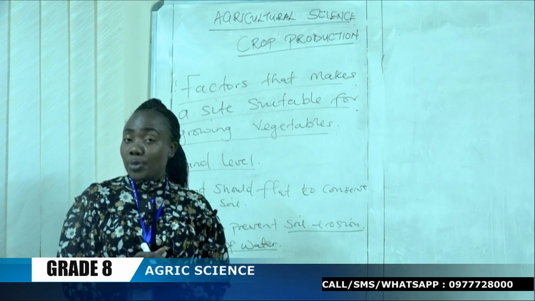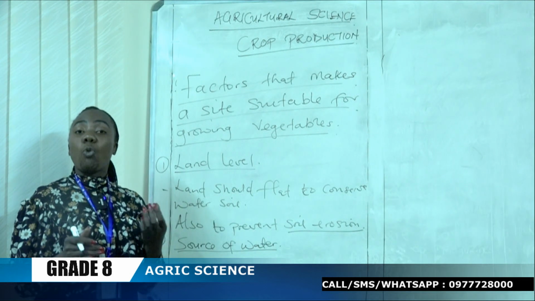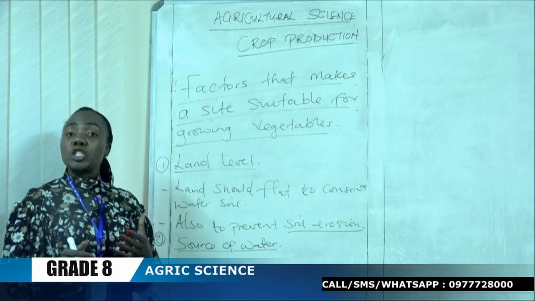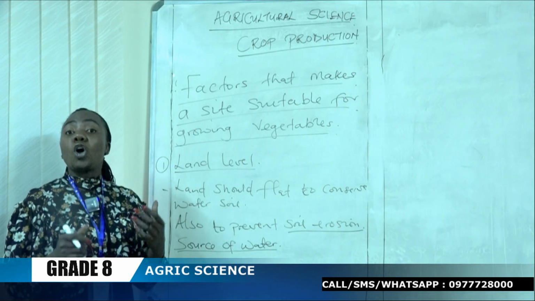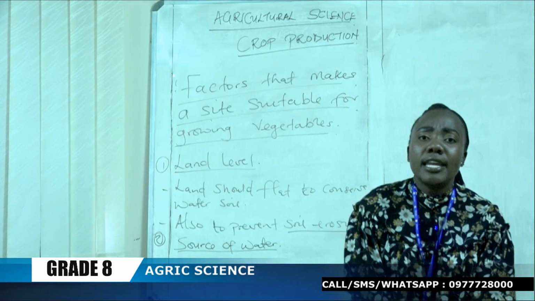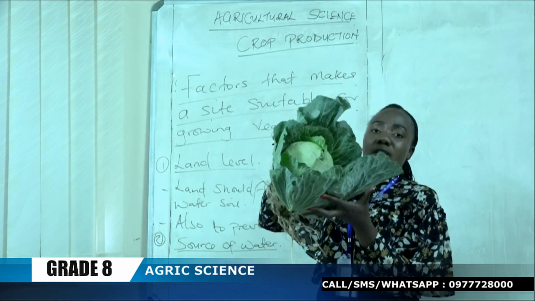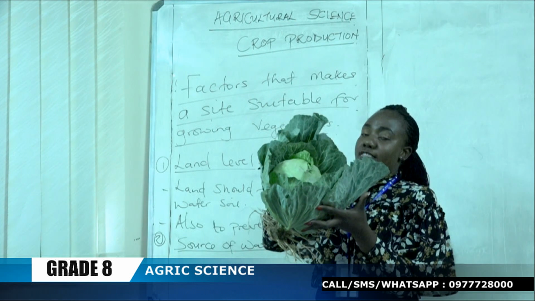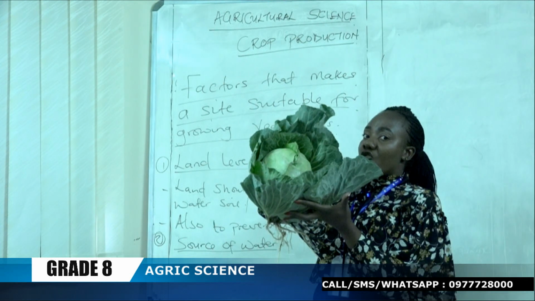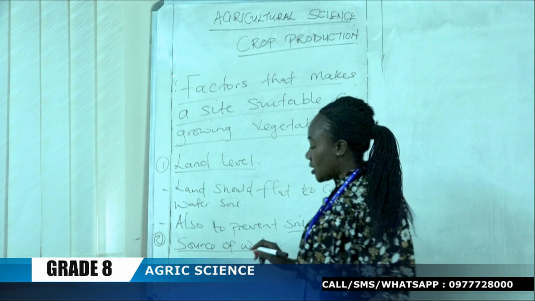Are we together? By source of water, we mean the place should have enough water to water our crops, so that the seeds germinate and the crops grow healthy. You've seen how healthy these crops are looking. It's because the area where we grew these vegetables has a source of water. We water our vegetables every day, and they look healthy like this. So the second factor is source of water.